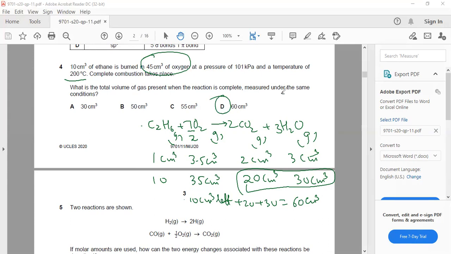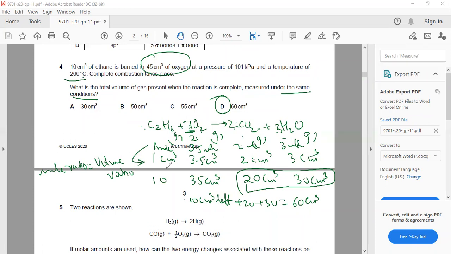Okay, because same conditions means the temperature is 200, so water will also be in the gaseous state. So the mole ratio for gases only, not for liquid, not for solid, can be taken as volume ratio. For gases, mole ratio is also volume ratio, which is why the equation mole ratio we assumed as volume ratio.